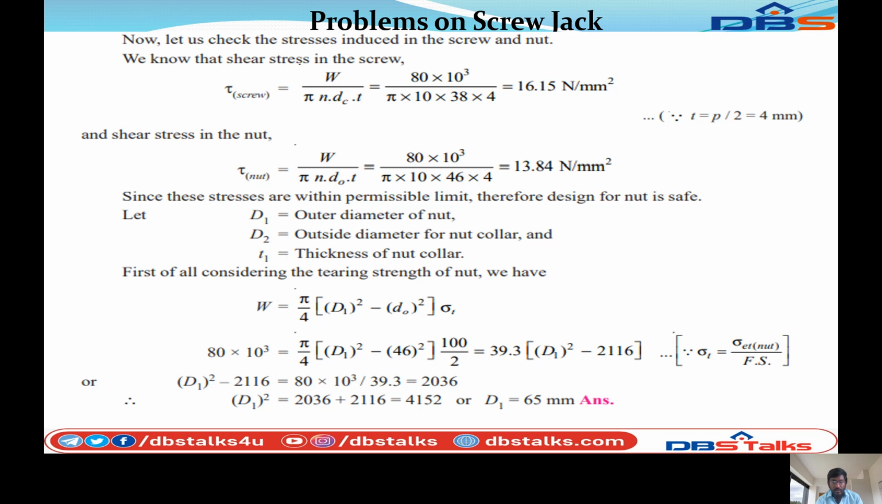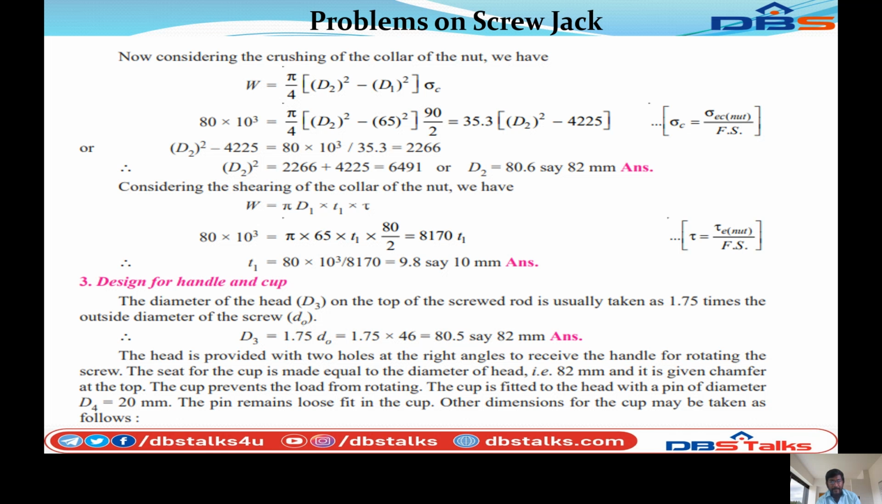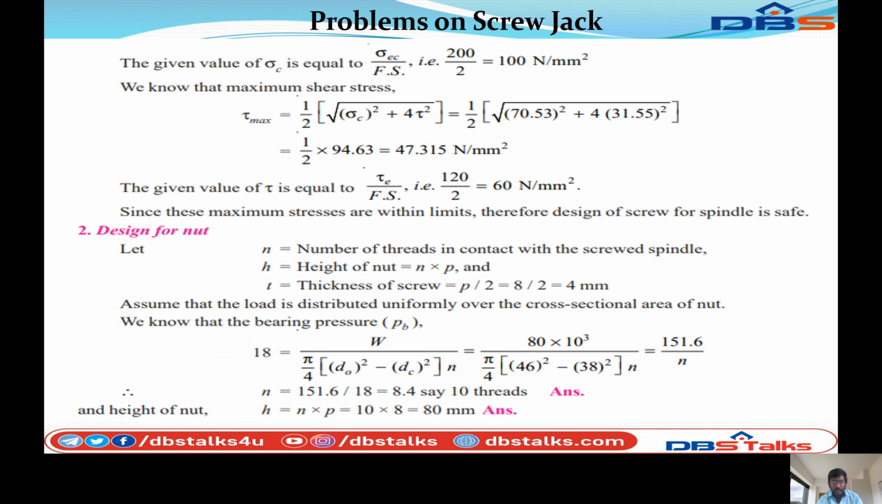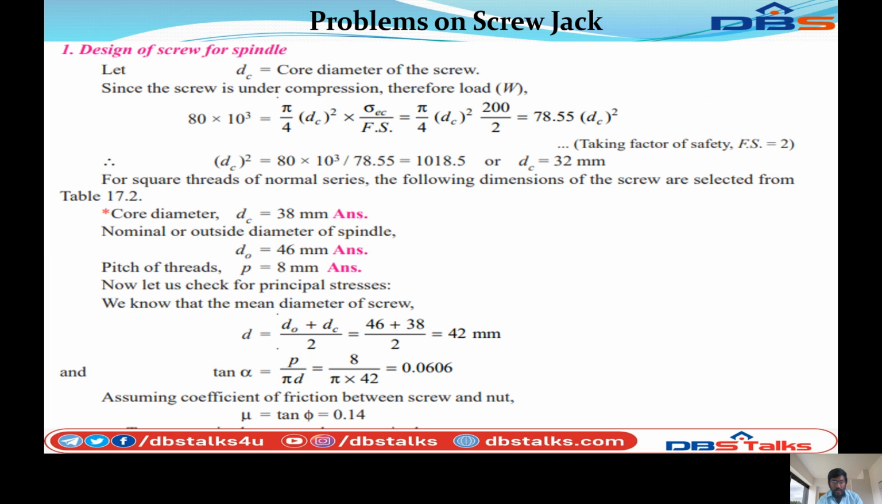Since sigma t is equal to sigma ET nut divided by factor of safety, sigma ET nut is already given in the problem. So sigma ET nut is 100 megapascals, divided by the factor of safety. The factor of safety is 2. So taking the factor of safety as 2, you can note down the 2. So 100 divided by 2 equal to 50.